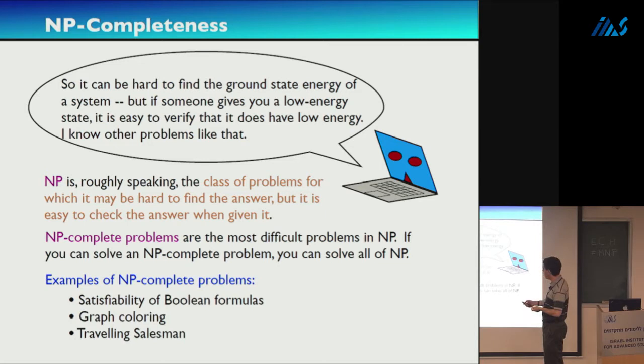So NP, as we've heard, is roughly speaking the class of problems where it might be hard to find the answer, although not always. But if somebody tells you the answer, it's easy to check that it's a valid answer. An example of this is satisfiability. You have some Boolean equation, a logical formula, with a bunch of different clauses and a bunch of variables which are true or false. If somebody tells you an assignment of variables that satisfies this formula, it's easy to plug that in and check that it's true. But of course, if you're just given the formula, you don't know what to check. And if you have to check through all of them, there would be exponentially many solutions to check.